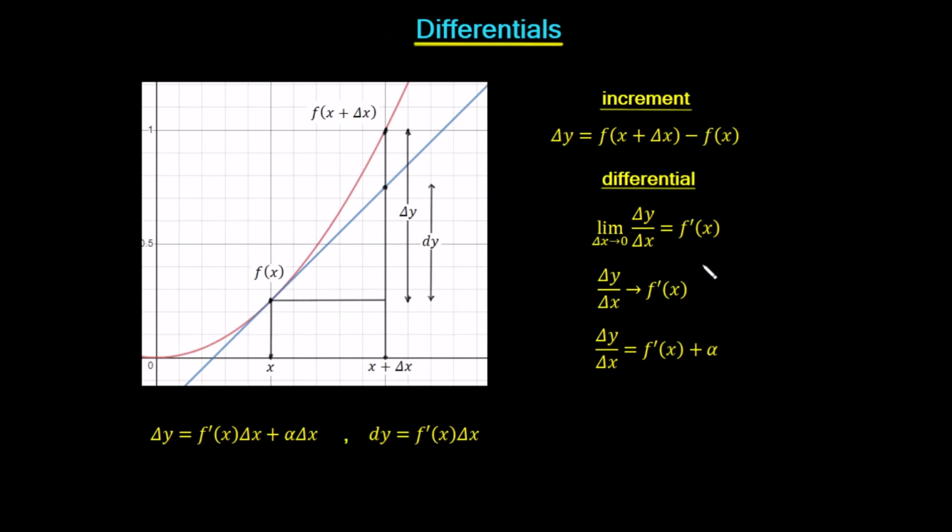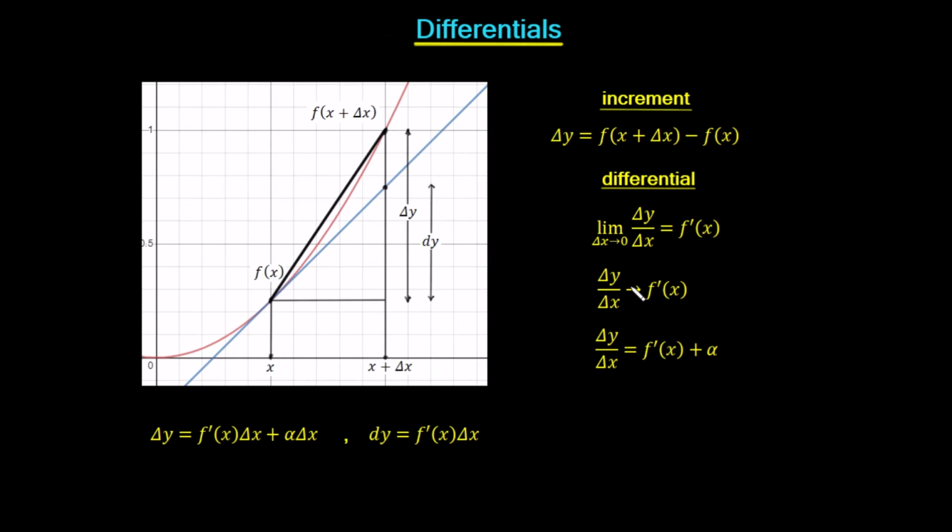Now we're going to write this out in a different format. We know that if we were to join this line here to this point up here, we said that the gradient of this black line will tend towards the gradient of the blue line as our delta x tends towards 0. Alternatively, what we can say is that this delta y, which is this long length here, divided by the delta x, is going to tend towards f derivative of x. Now it's not going to be equal to it, but it will tend towards it.